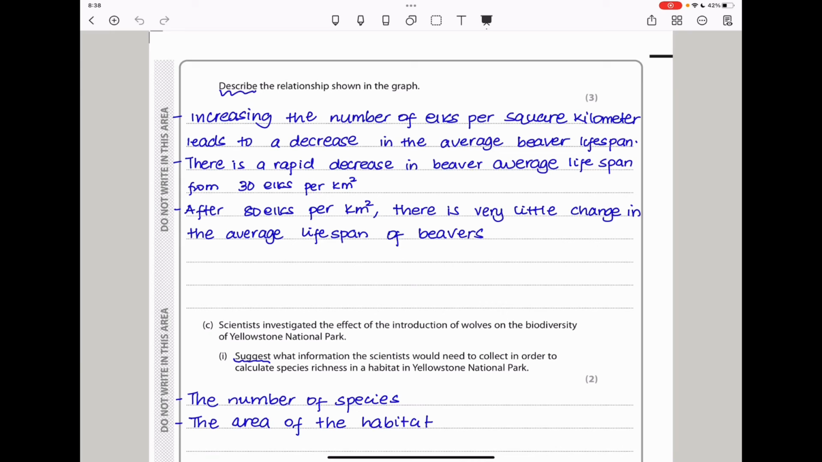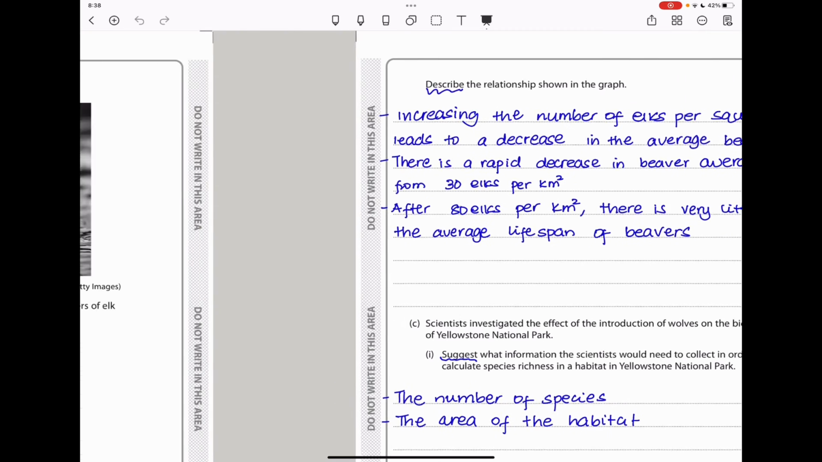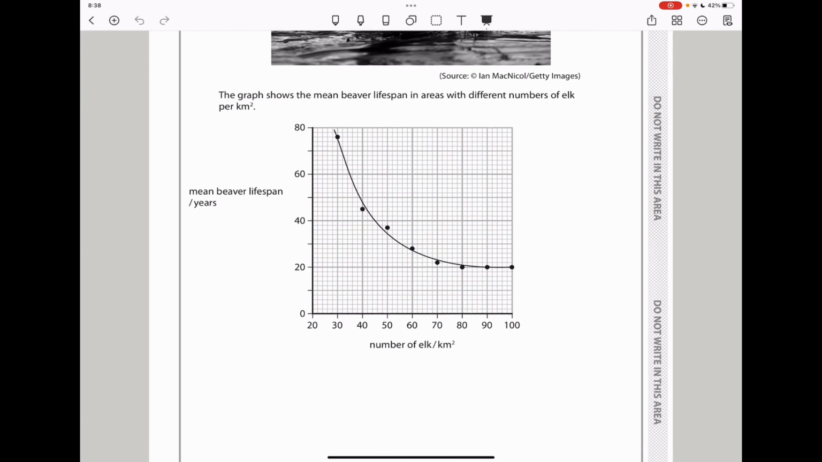They said, describe the relationship shown by the graph. This is just to describe. You do not have to give a reason why. So just write what you see on the graph here. On the graph, you can see that overall there is a decrease in the mean beaver lifespan as the number of elks increases per kilometer squared. That is overall. However, there is a greater decrease around this area, and then a very slow decrease around this area. So those are the 3 points we can see here.